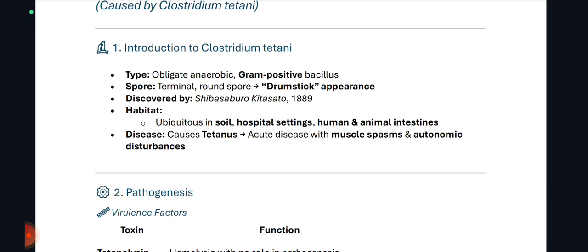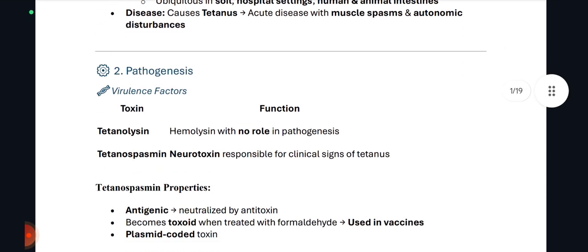यहीं पर एक बात करनी important है that tetany and tetanus are different. Tetany is caused due to deficiency of calcium. हाँ, उसमें भी muscle spasms ही आते हैं, but that is different as compared to tetanus.